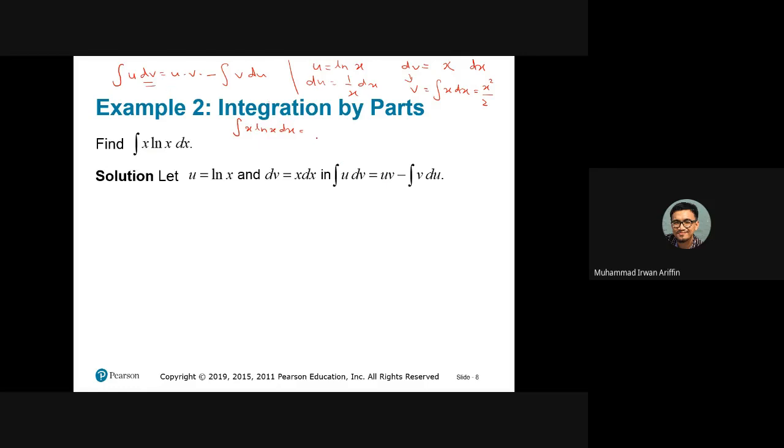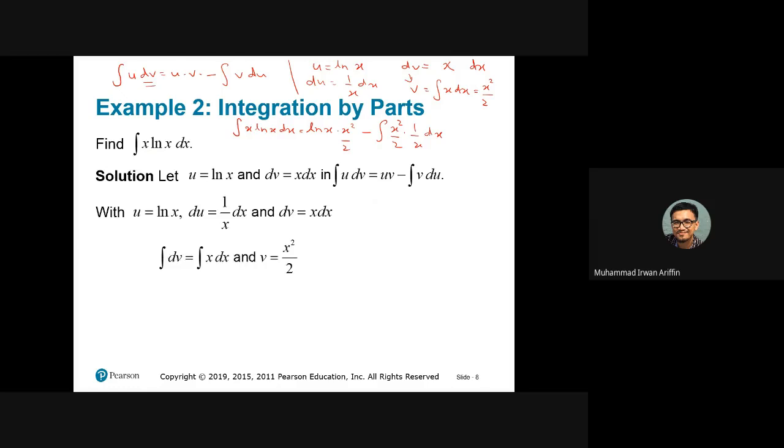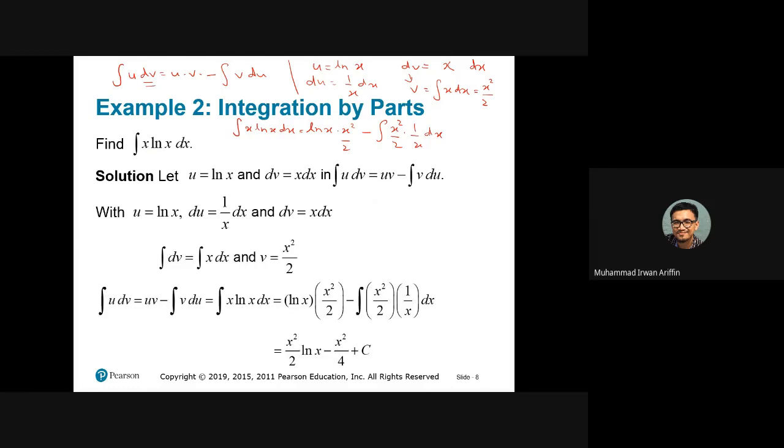So u is natural log of x multiplied with v, which is x squared over 2 minus, now we have to put here x squared over 2 with a du. So 1 over x dx. Okay, then try to simplify this. When you open the equation, this is natural log of x multiplied with x squared over 2. So this is the answer here.